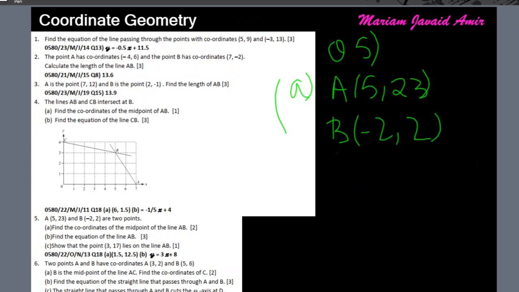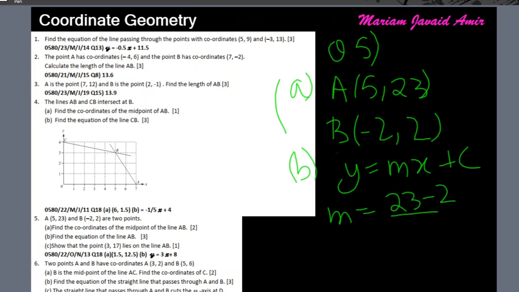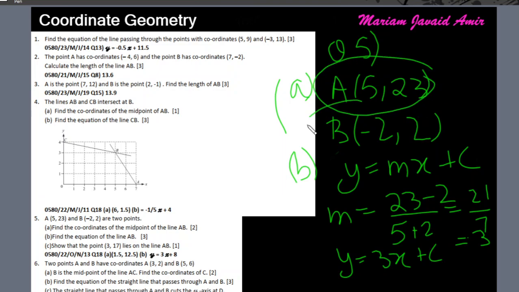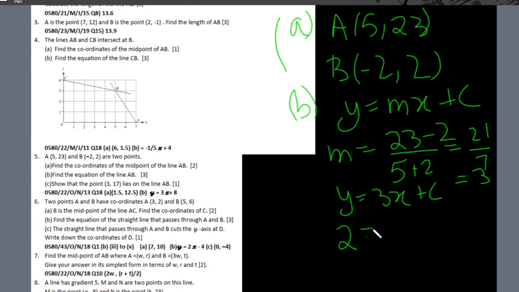Okay, so for part B we need the equation of AB. The equation of AB is found by using this general formula y equals mx plus c, where m is y2 minus y1 over x2 minus x1. So double minus will become plus. So this becomes 21 over 7, which becomes 3. So y equals 3x plus c. To find the value of c, either substitute this or this in the equation. So I'll be substituting the lower one. 2 equals minus 6 plus c, c equals 8. So this becomes y equals 3x plus 8.